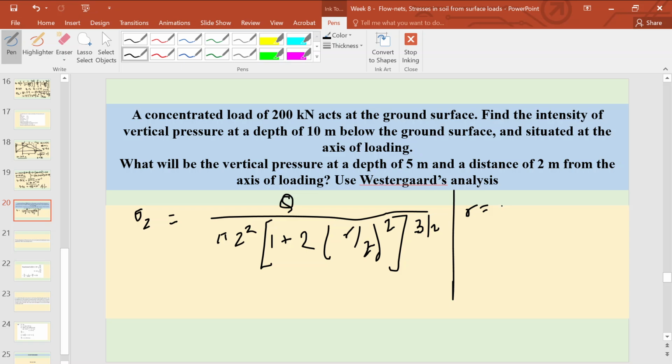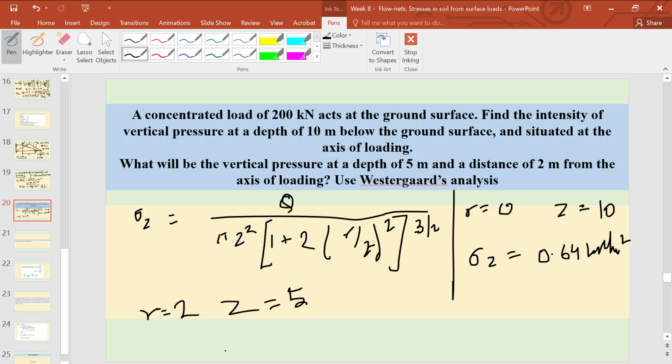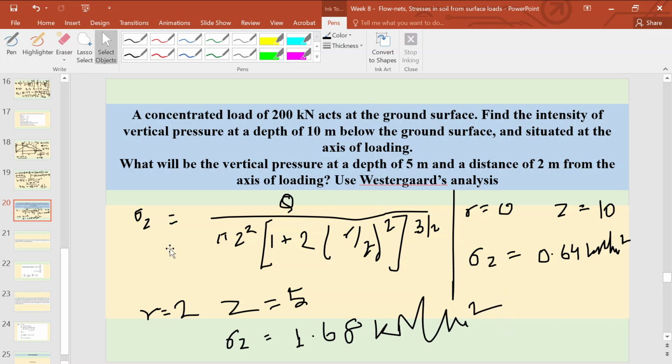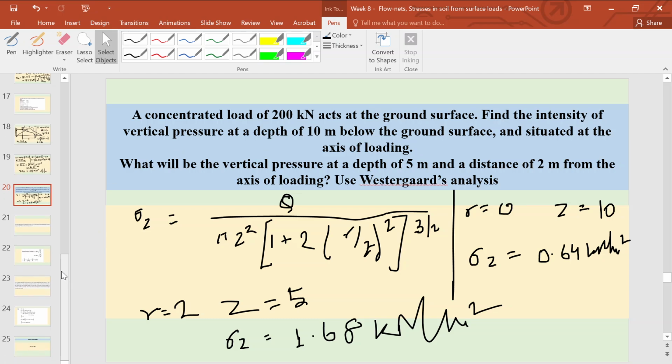So first scenario, r equals 0, z equals 10. So the value of sigma z, putting the value, will be 0.64 kilonewton per meter square. And the second scenario, r equals 2 and z equals 5. In this case, sigma z will be equal to how much? 1.68 kilonewton per meter square. Okay, save. And from the next sum, it won't be any problem because I think I have given the solution over here only.